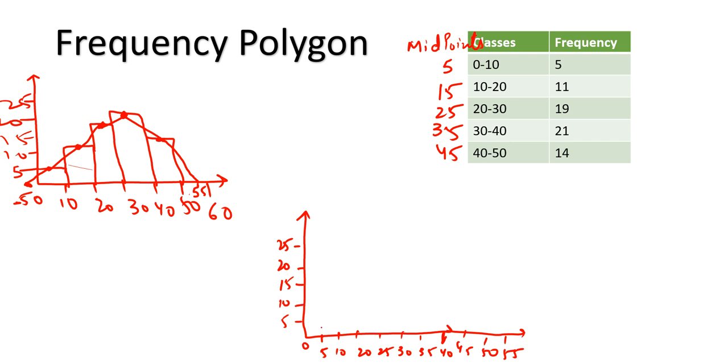So simply, where our midpoint is 5, our height is 5. Then for 11, when it is 15, so till 11. Then when it's 25, we have it as 19. So here's our 19. When it's 35, we have it as 21. And when it's 45, we have it as 14.